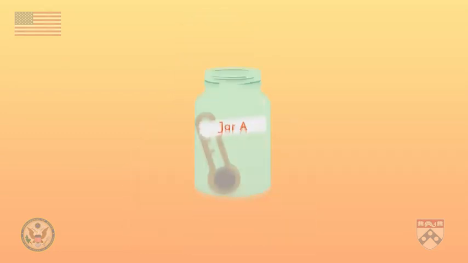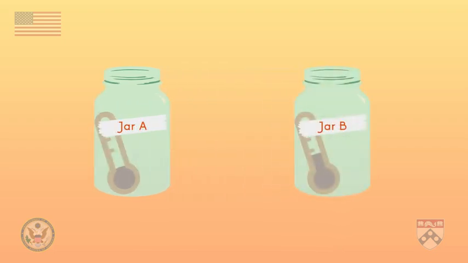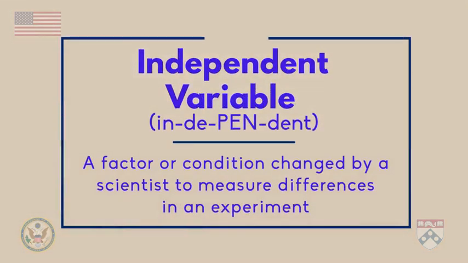Jar A will represent the Earth's atmosphere in its most basic form. That means we don't do anything to change what it is. Jar B will also represent the Earth's atmosphere, but it will be covered at the top with clear plastic wrap and a rubber band. This change in the jar is called an independent variable. An independent variable is a thing changed by scientists to measure differences in an experiment.